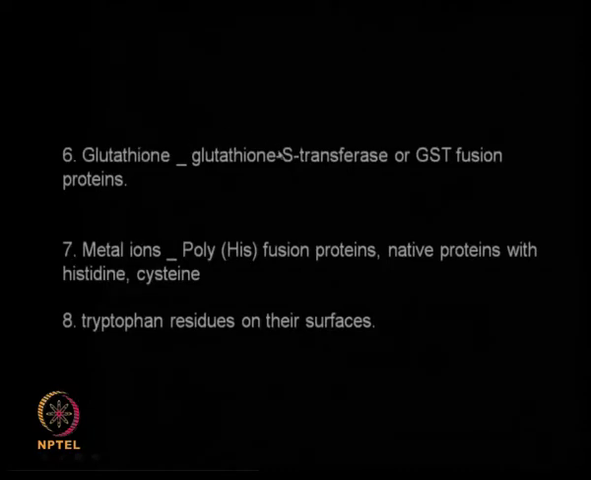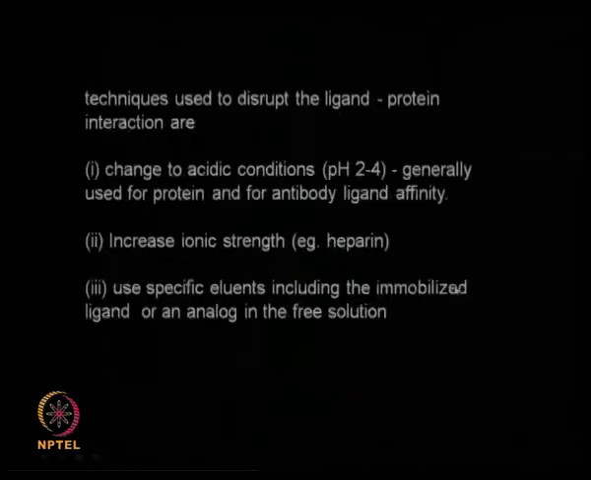If you have a glutathione, you can have a glutathione S transferase, which is exactly complementary to glutathione, or we can have glutathione S transferase fusion proteins which are again complementary to glutathione. So the glutathione could be bound to the stationary phase and we can selectively capture these type of enzymes. If you have metal ions, we can have poly-his fusion proteins, we can have native proteins with histidine, cysteine and so on. So if you have tryptophan residues on their surfaces. So all these types of complementing systems could be considered for purification.